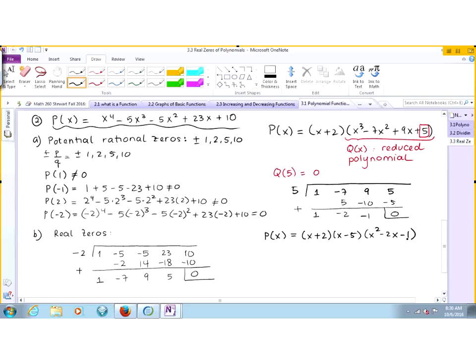Now, I'm not done. I have to find the real zeros. And I don't think this is factorable, is it? So what would you do? I know the zero from here is -2. The zero from here is 5. And what about here? You have to complete the square or use the quadratic formula. So if I want to find the zeros, then I have to solve x squared minus 2x minus 1 equals 0, because it's not factorable. What would you do?